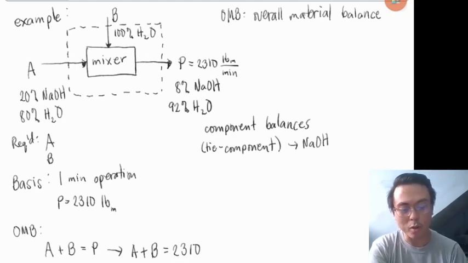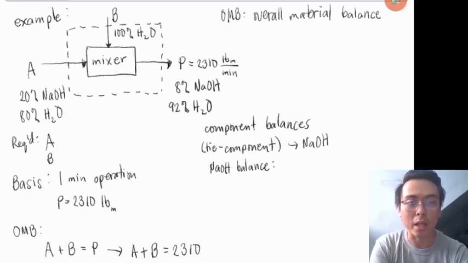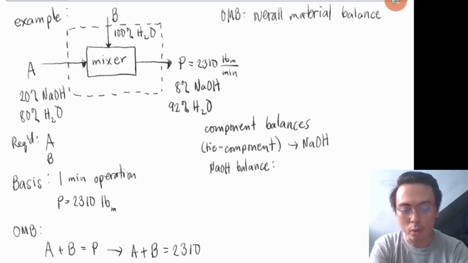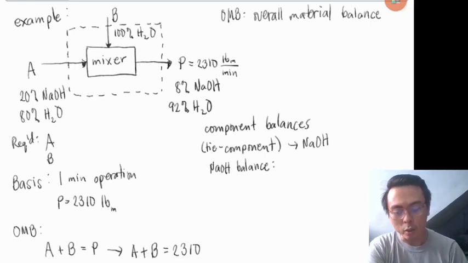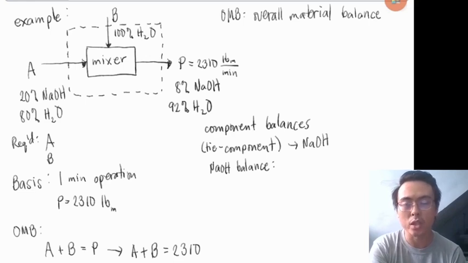Okay, so let's proceed with the component balance. You simply write NaOH balance. Now, for the OMB, we perform the material balance for the entire stream. For the NaOH balance, we will only be performing the law of conservation of mass for sodium hydroxide. So how do we do that? By the way, if you go back to our diagram, it was not specified if the 20% NaOH is percent by mass, percent by mole, or what. But based on our previous video, I have mentioned that if it's a liquid and there's no mention, then this is automatically percent by mass.